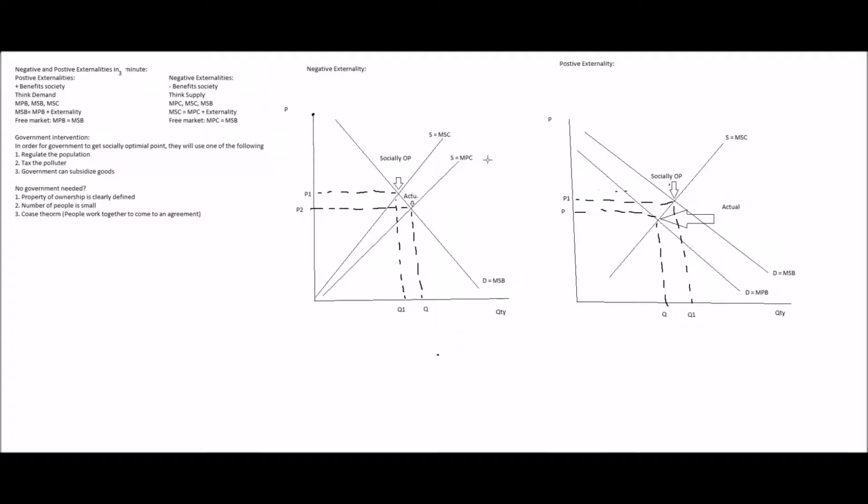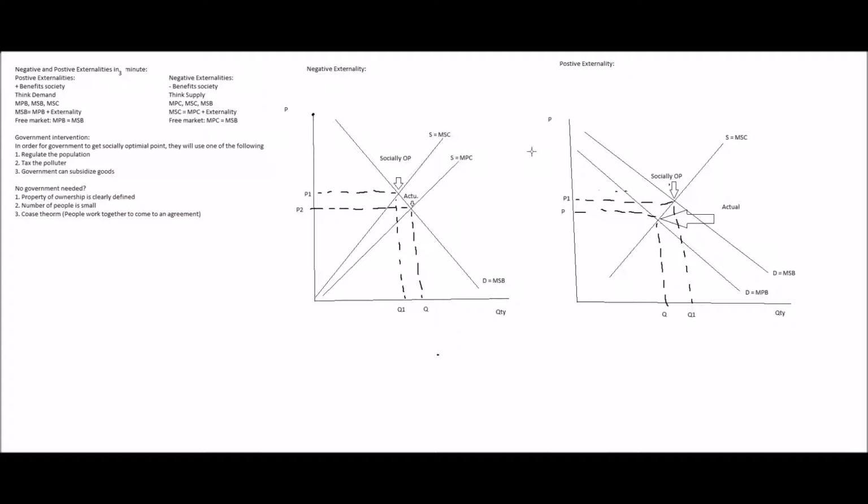And in order for the government to actually get to an optimal point, they'll use one of the following. For a negative externality, they can either regulate the pollution or they can tax the polluter. For a positive externality, the government can subsidize the goods.